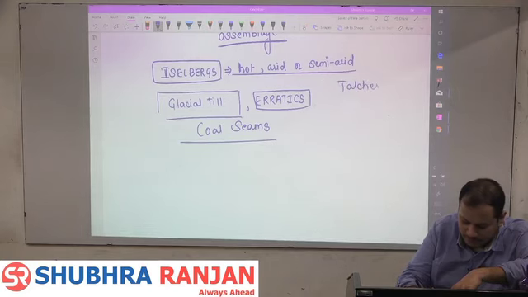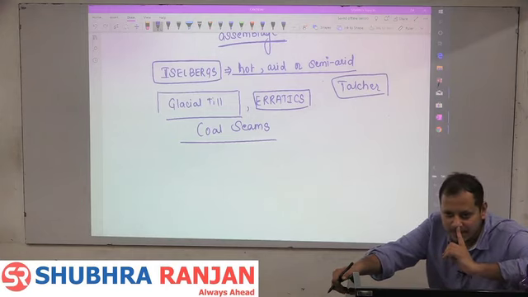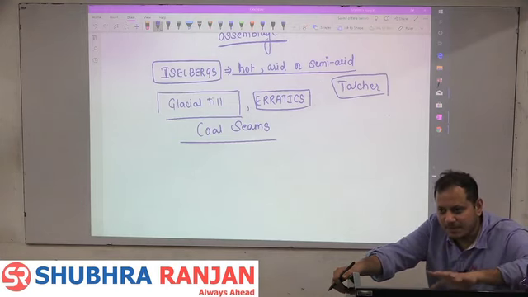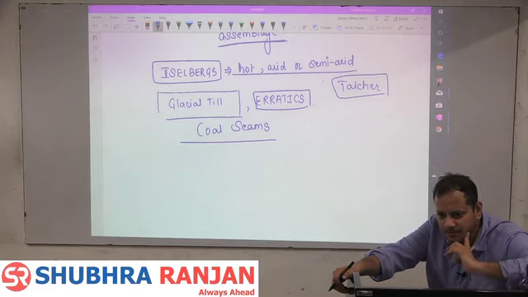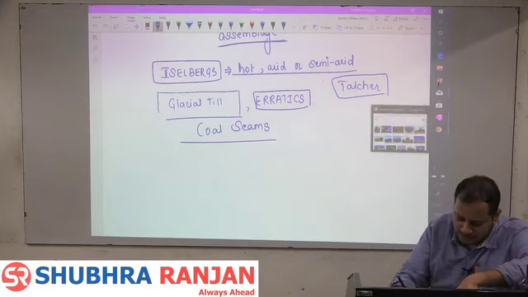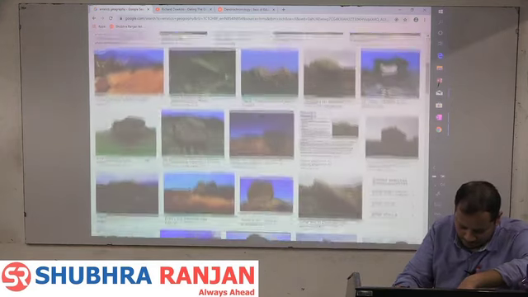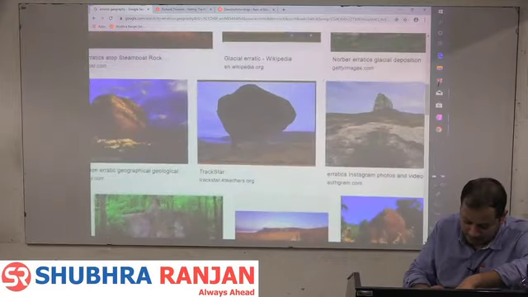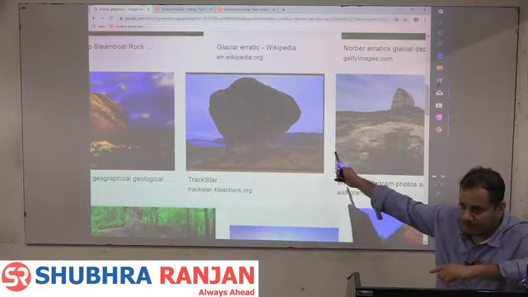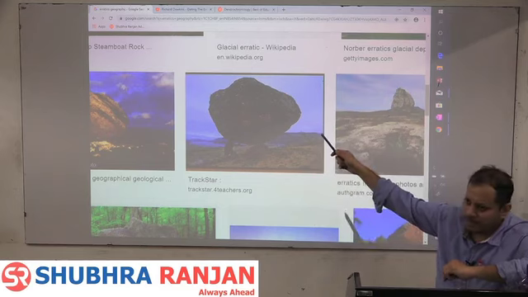What is Talcher? Where is Talcher? Orissa. Talcher, Rashtriya Chemical and Fertilizers, shows that this region of India was under the influence of glaciation. I have told you already why they are called erratics, and they are deposited in any shape. The small rock is holding the hard rock.